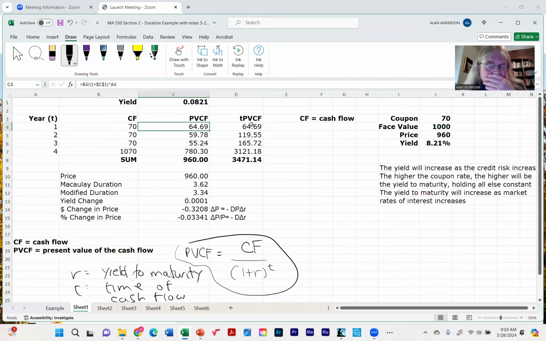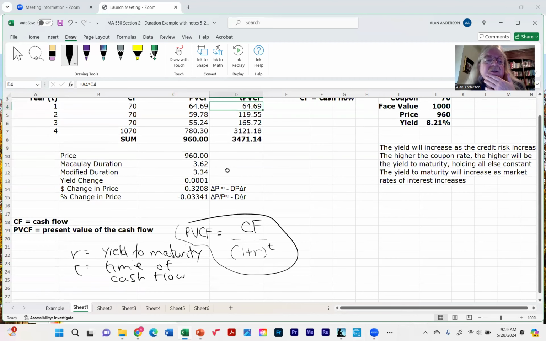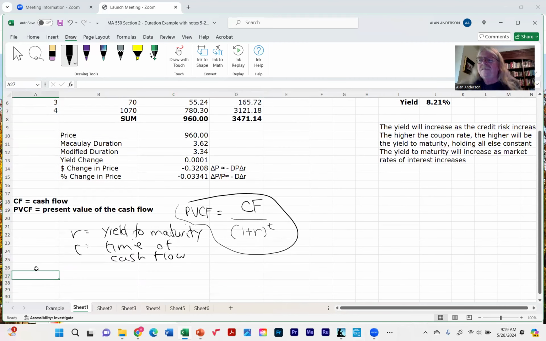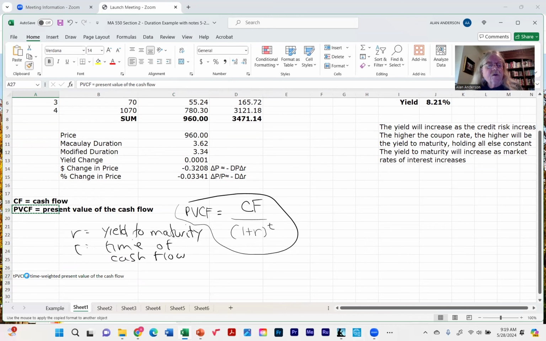Now, this last one, this is something that's unique to the Macaulay duration formula. All I've done here is I've multiplied each of these cash flows by the time at which they're received. Okay, so you saw that in the formula. You don't see this with any other formulas. This is something unique to Macaulay duration. So I'll add that down here. PVCF is the time weighted, we're going to call it, present value of the cash flow. Okay, so that's what that represents. That's the number that we need for the Macaulay formula.